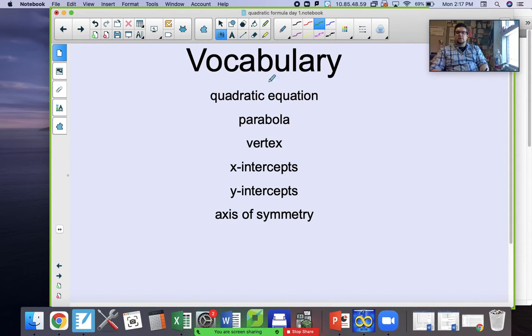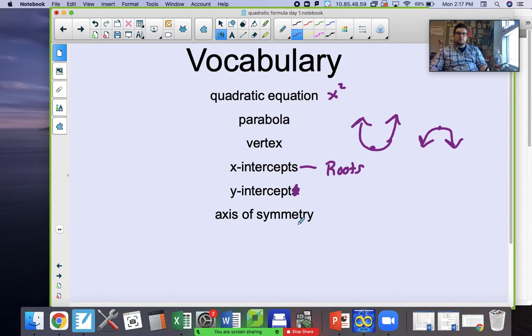So we have some of our vocab from the unit. Quadratic equation. Remember, that's anything with an x squared. Parabola, that's the shape of the graph. Vertex, that's the very bottom or the very top of our parabolas here. Like so. X-intercepts, those are the roots. Y-intercept, that's just where it crosses the y-axis. And of course, our axis of symmetry.